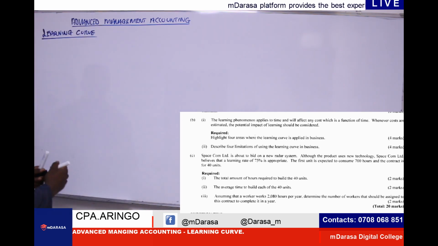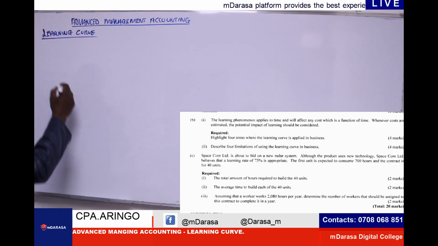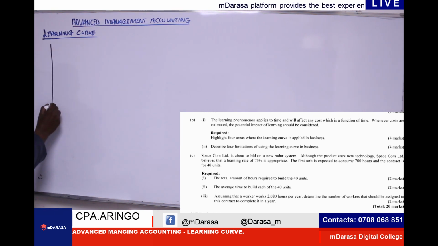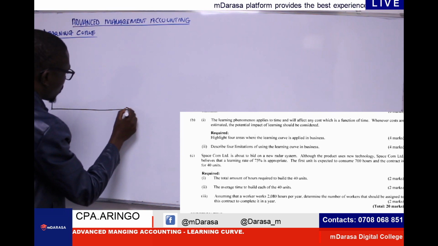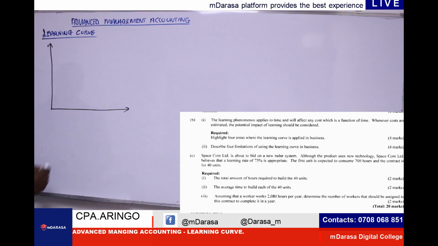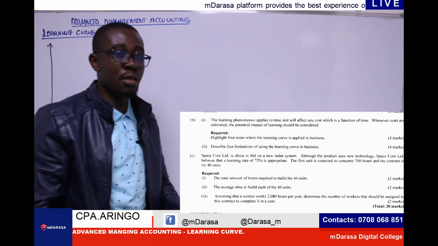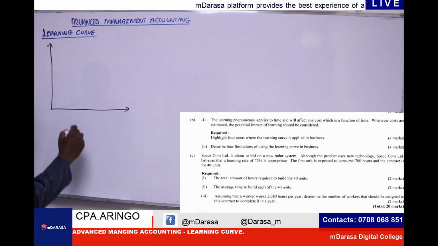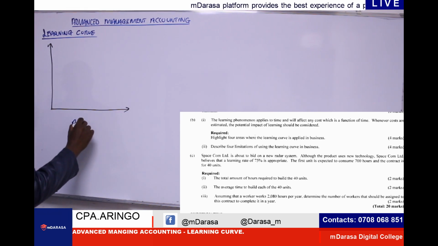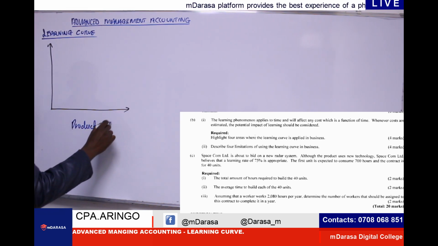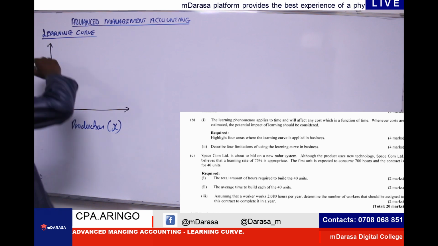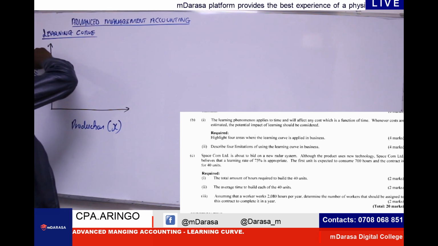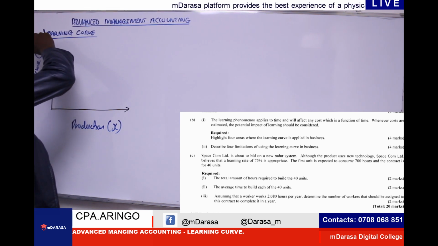Maybe if I told you to explain it using this simple graph. Take, for example, this is our graph, so that I can explain the concept of learning curve. I know I explained it earlier on, but it is important for us to do a review. You're having your production here, let our production be represented by X. And you're having our time here, let our time be represented by T.